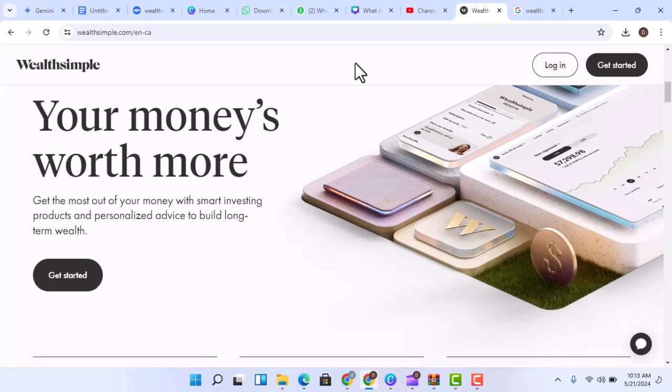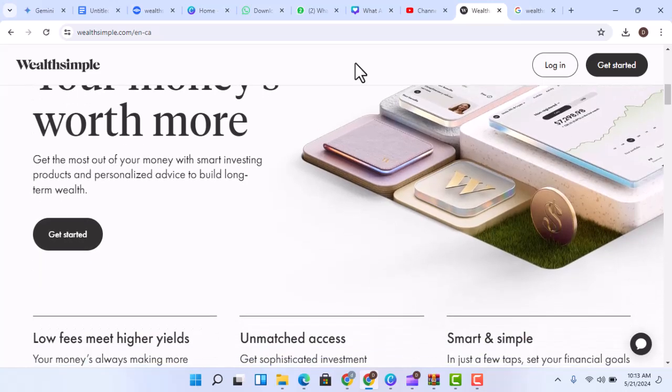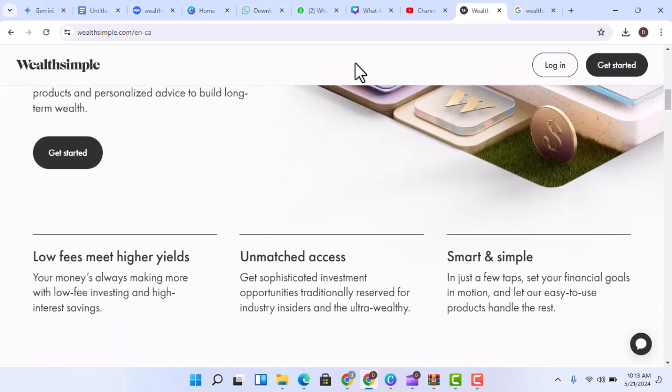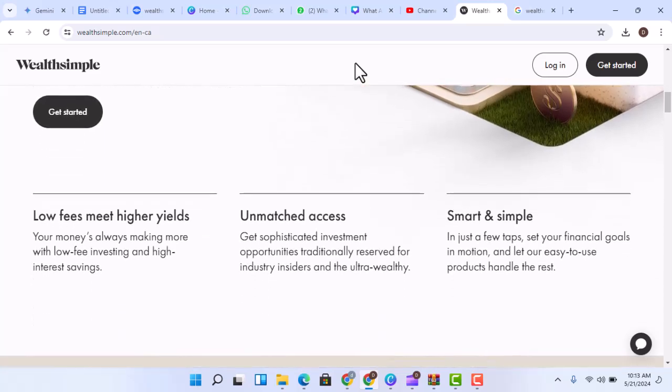In this video, we'll dive deep into whether or not Wealthsimple accepts USDC and explore the benefits of using this platform for your investments.